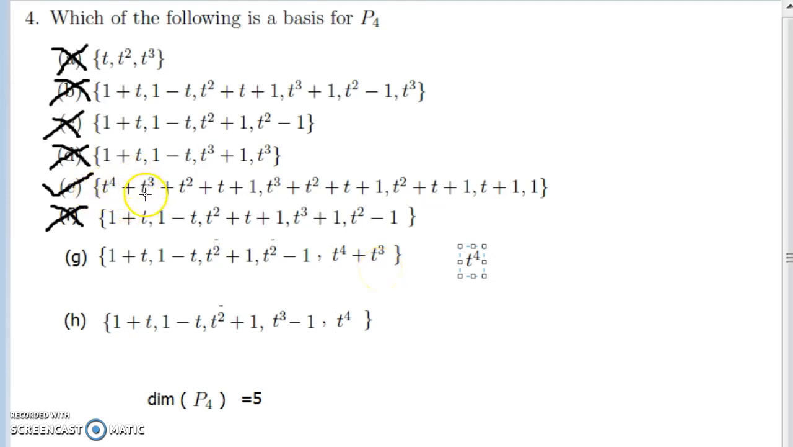Unlike the previous one, where you can take this thing minus that thing, and t cubed, t squared, t, and 1 all cancel away. So this one has a very deep reason why it is not a basis for P4. It is slightly harder. So no, this is still not a basis for P4, because t to the 4 is not in the span of G. So this is also no.